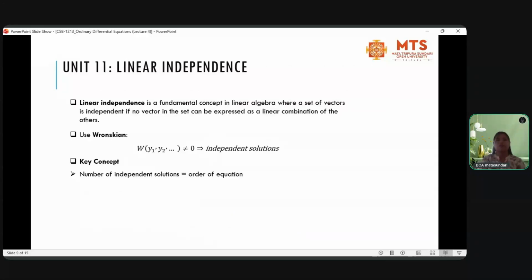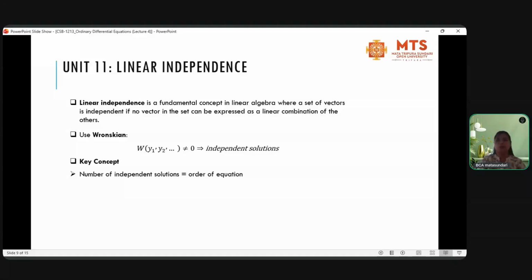Next, linear independence. It is a fundamental concept in linear algebra, where a set of vectors is independent if no vector in the set can be expressed as a linear combination of the others. Use the Wronskian, W, built from y1, y2 and their derivatives. If it is not equal to 0, the solutions are independent. They are called independent solutions.